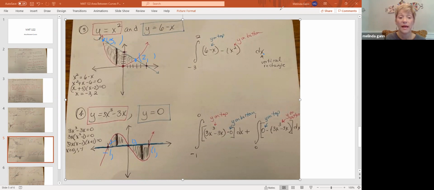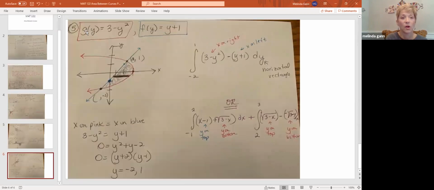Let me show you one. Here, I could not avoid it. I'd have to split it up. But let me show you one where sometimes you can avoid it. All right, look at this one. Here's my graph. G of y is 3 minus y squared, and f of y is y plus 1. Now remember, g of y is another way of saying x, and f of y is another way of saying x. Now, if you want to graph this one with your grapher, you're going to have to change it.